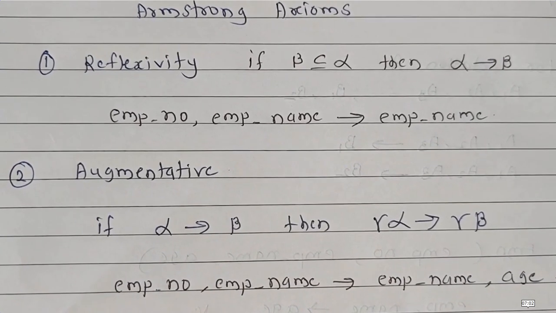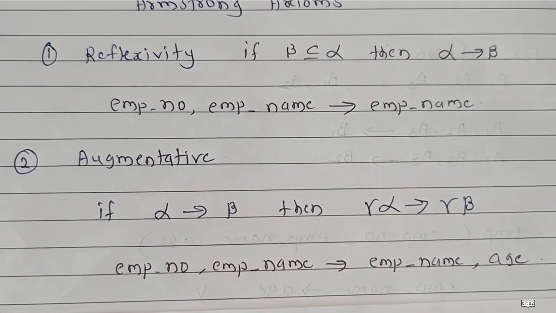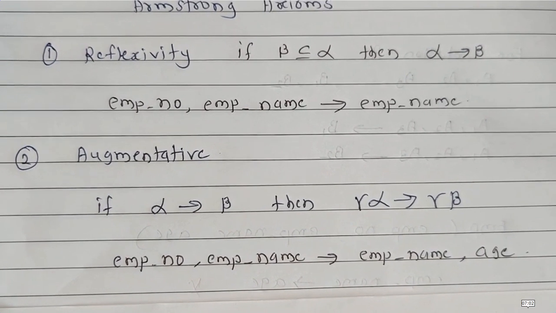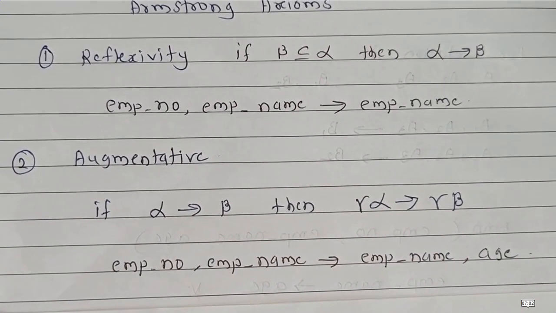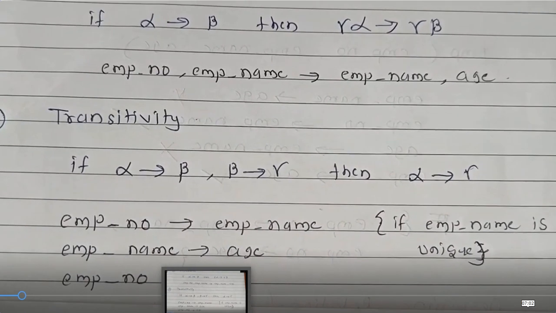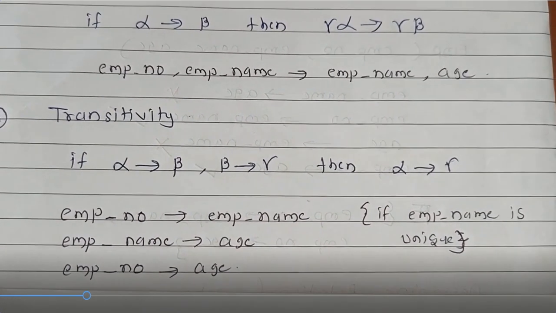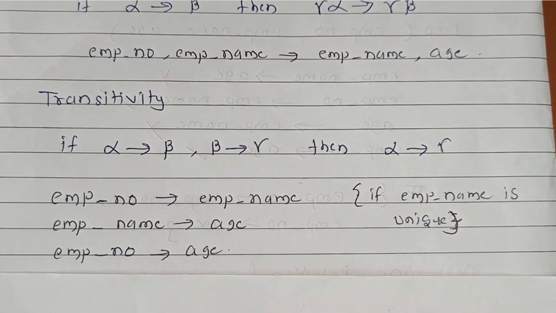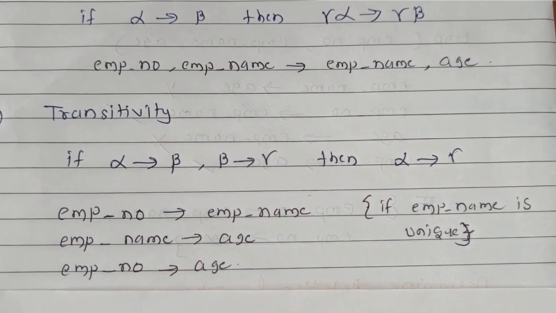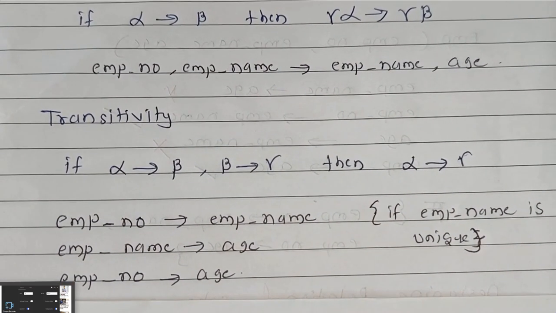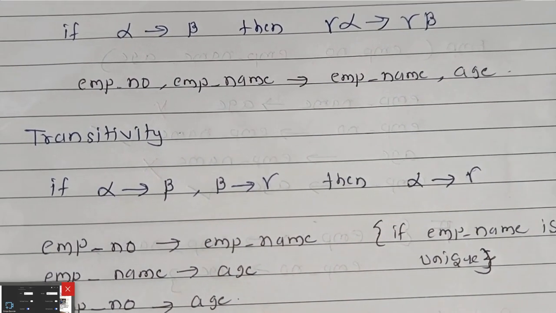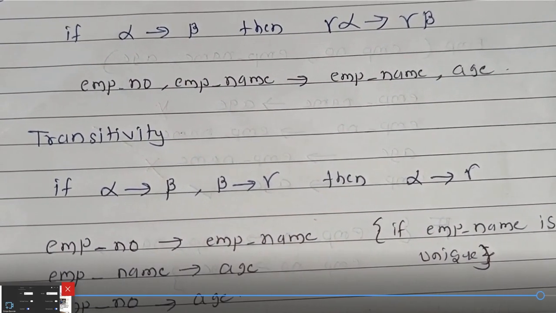Another important Armstrong axiom is augmentation. If alpha implies beta, then we can say gamma alpha implies gamma beta. Now here, the employee number and the employee name implies the employee name and the age. Next is transitivity. Means if alpha implies beta, and beta implies gamma, this means that alpha implies gamma. Now for the given set, if the employee number determines employee name, and employee name determines employee age, this means it applies the transitivity rule: employee number determines employee age.